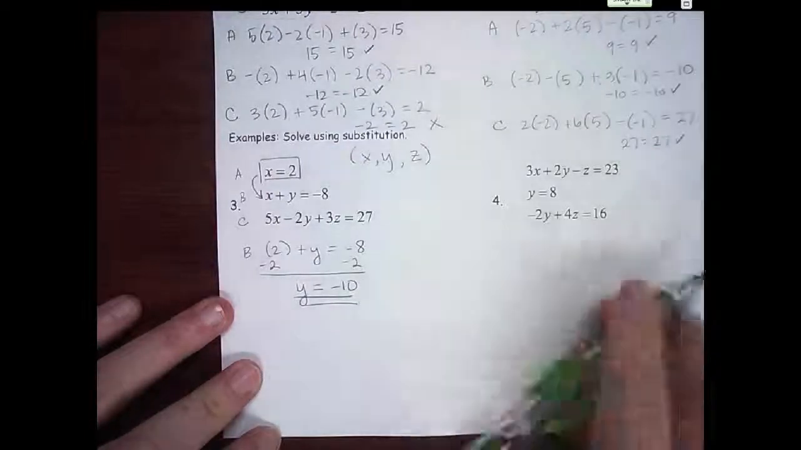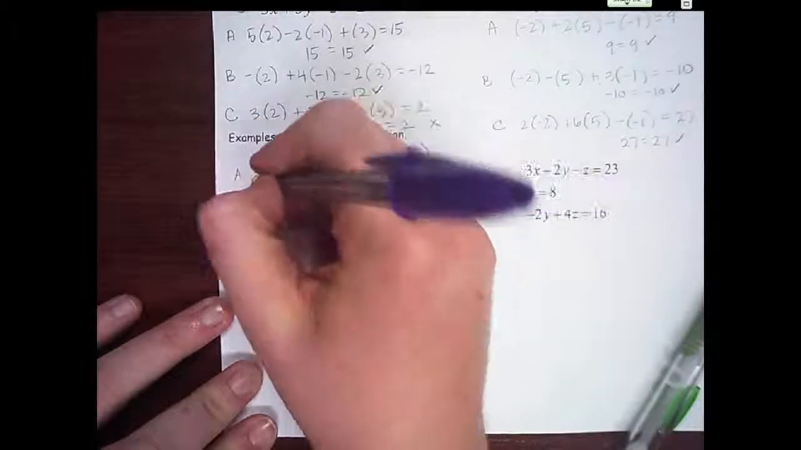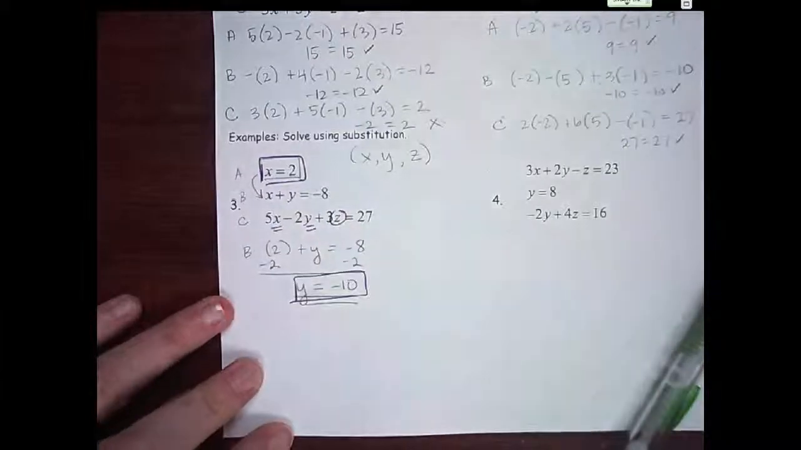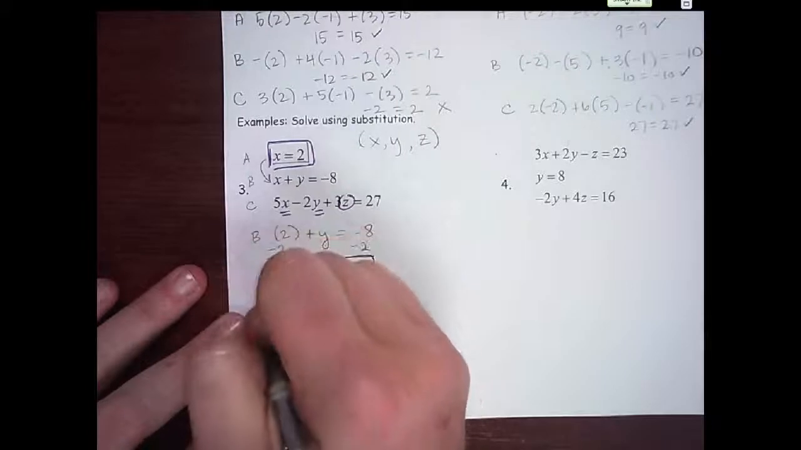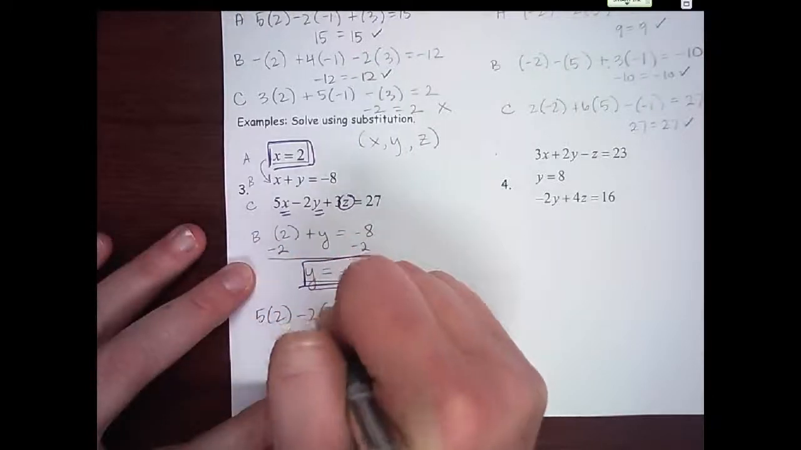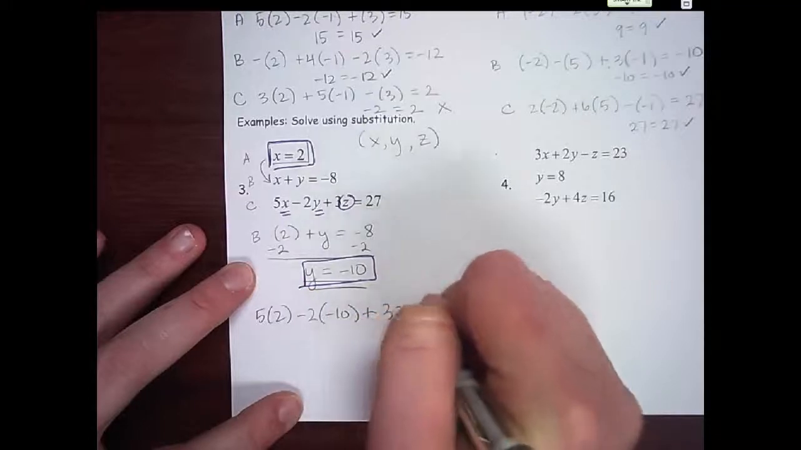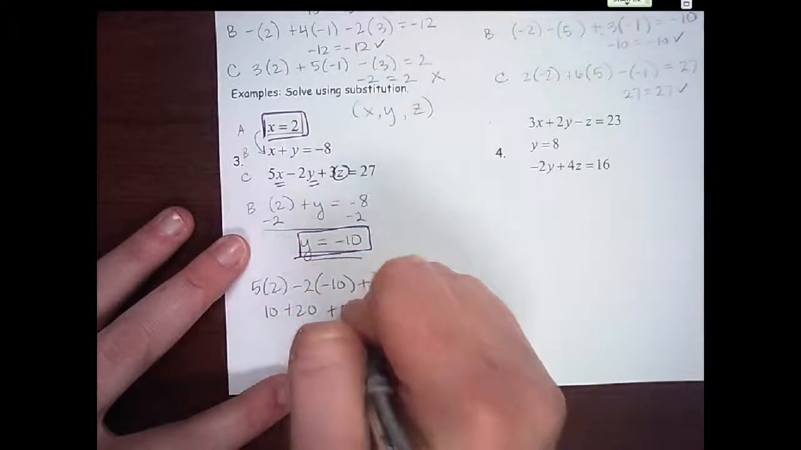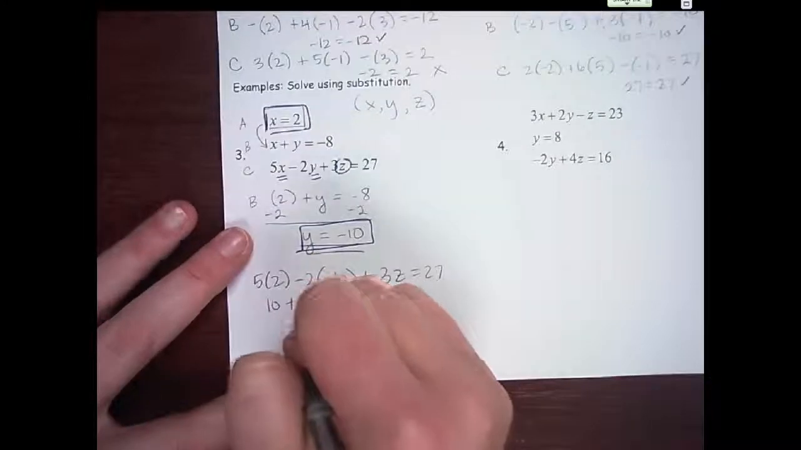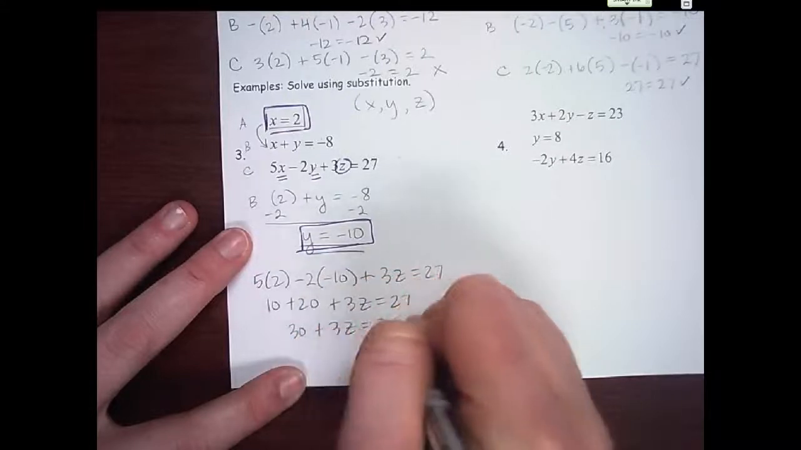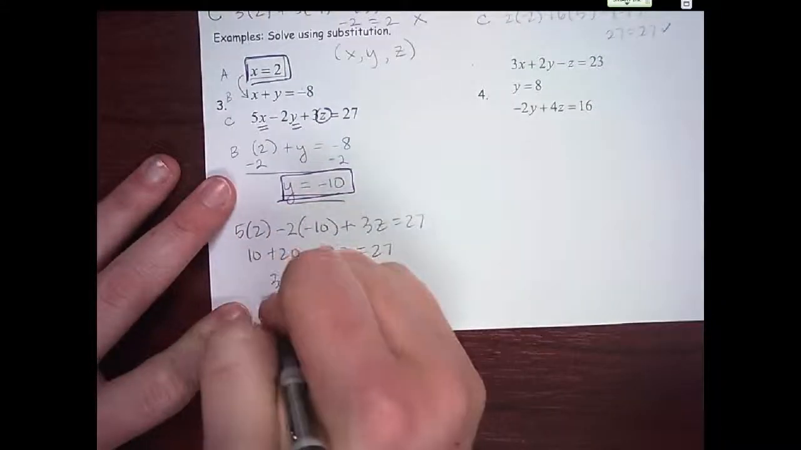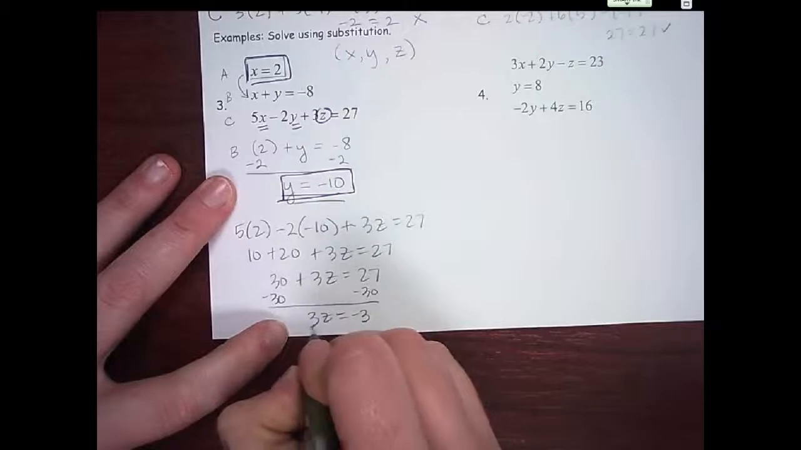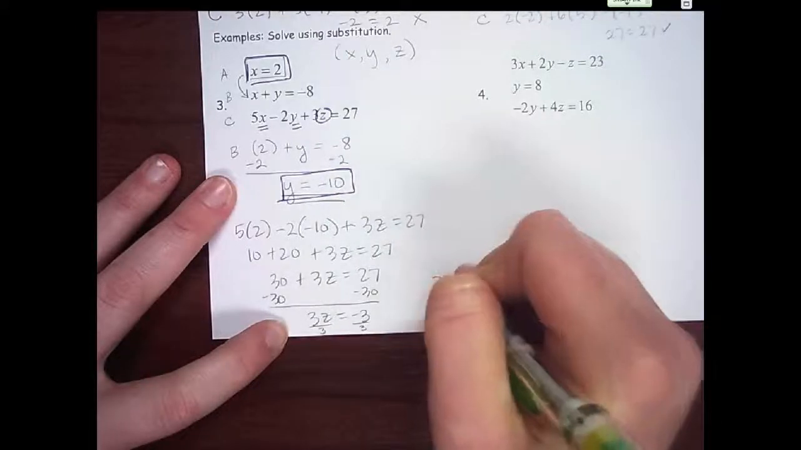Now let's look at what we have. I have x, I have y, so I'm going to put x and y in here, and I'm going to solve for z. So 5 times 2 minus 2 times negative 10 plus 3z equals 27. So this becomes 10 plus 20, which is 30. I'm solving for z, so subtract 30. 3z equals negative 3. Divide by 3. z equals negative 1.